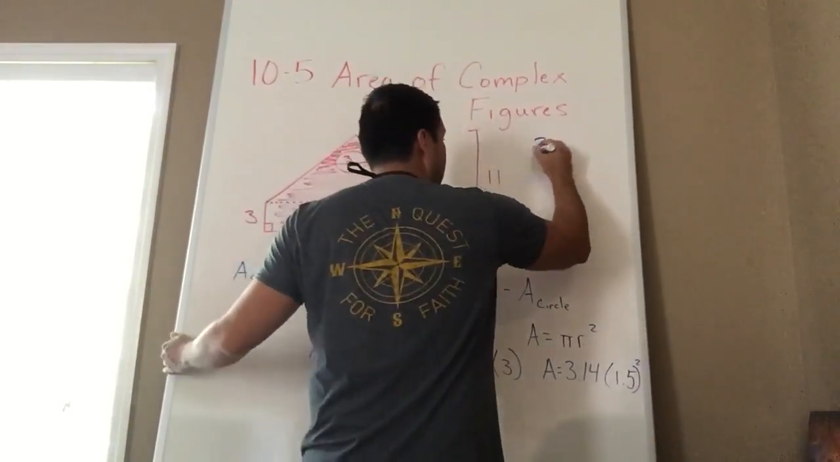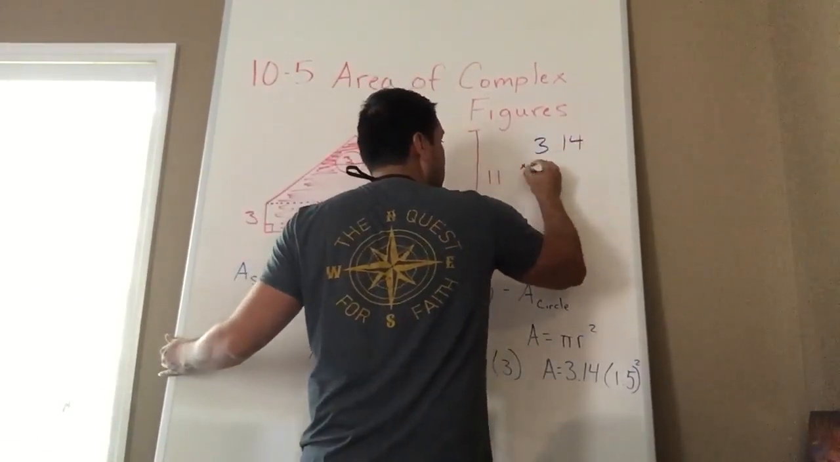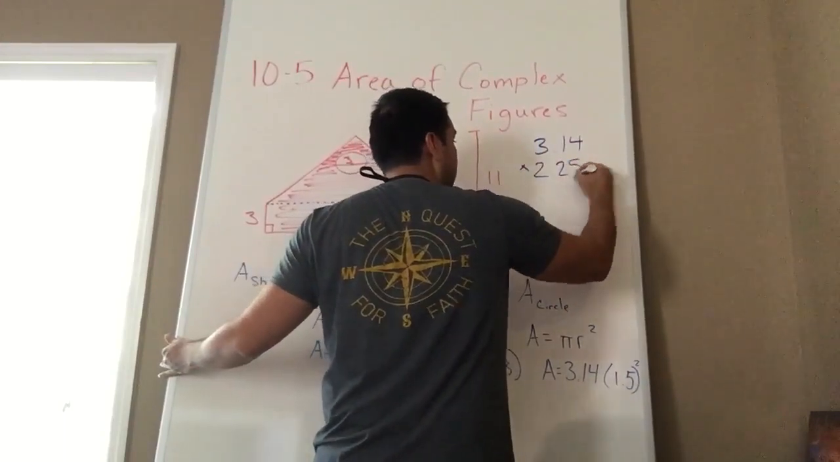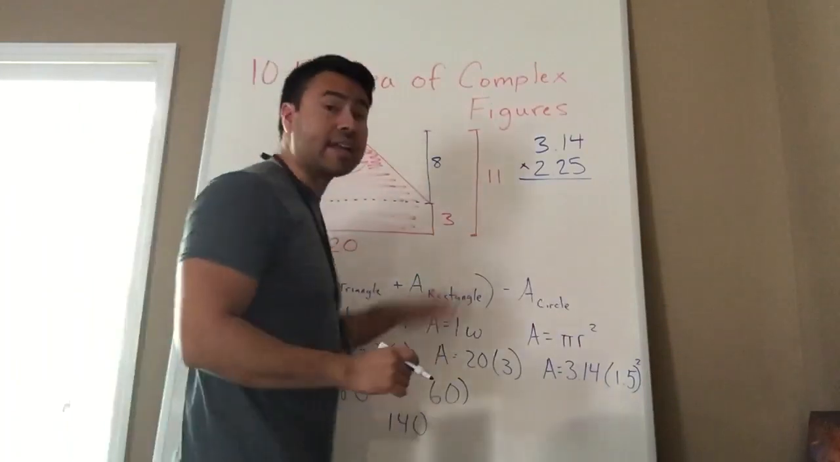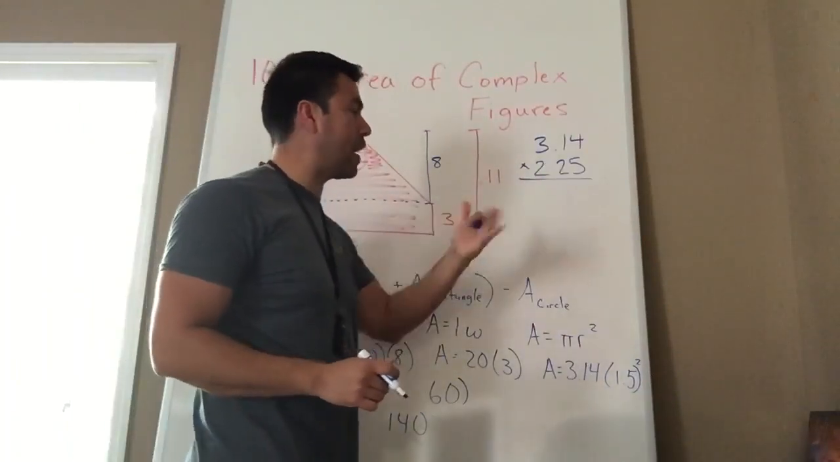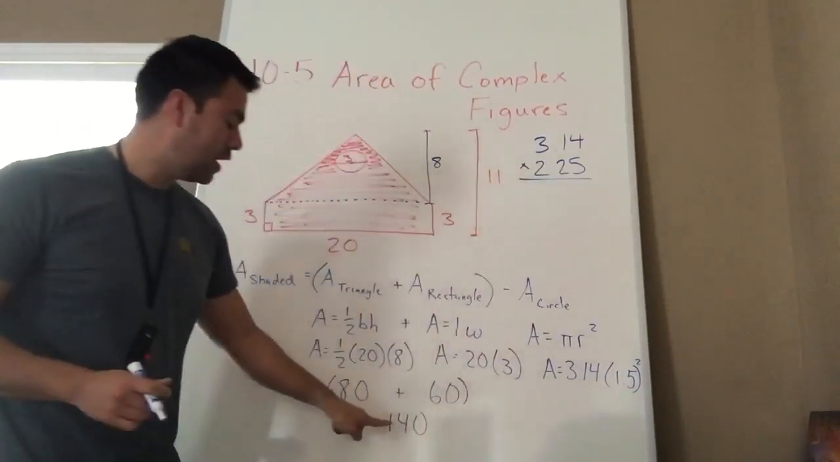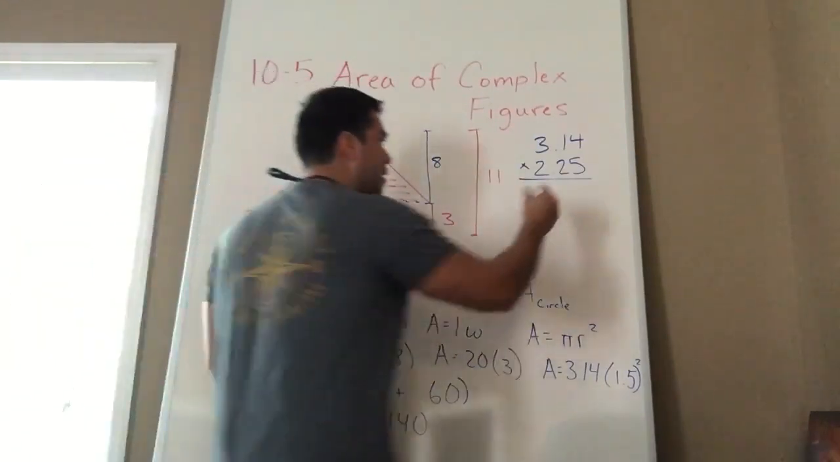So 3.14 times 2.25. Here's the longest calculation you're going to have to do, and we're not going to take the full answer. We're going to round that part and then subtract that from 140. So here, we'll just work this out.